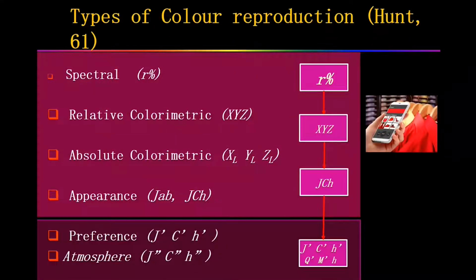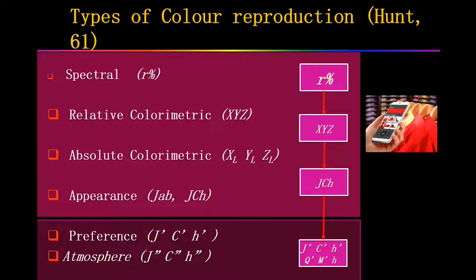Okay, what is the preference of colors? I want my face to look beautiful, right? And I want the dull day to look like a bright sunny day. Can we do it? Yes, we can. You need preference models. We call it preferred color reproductions.